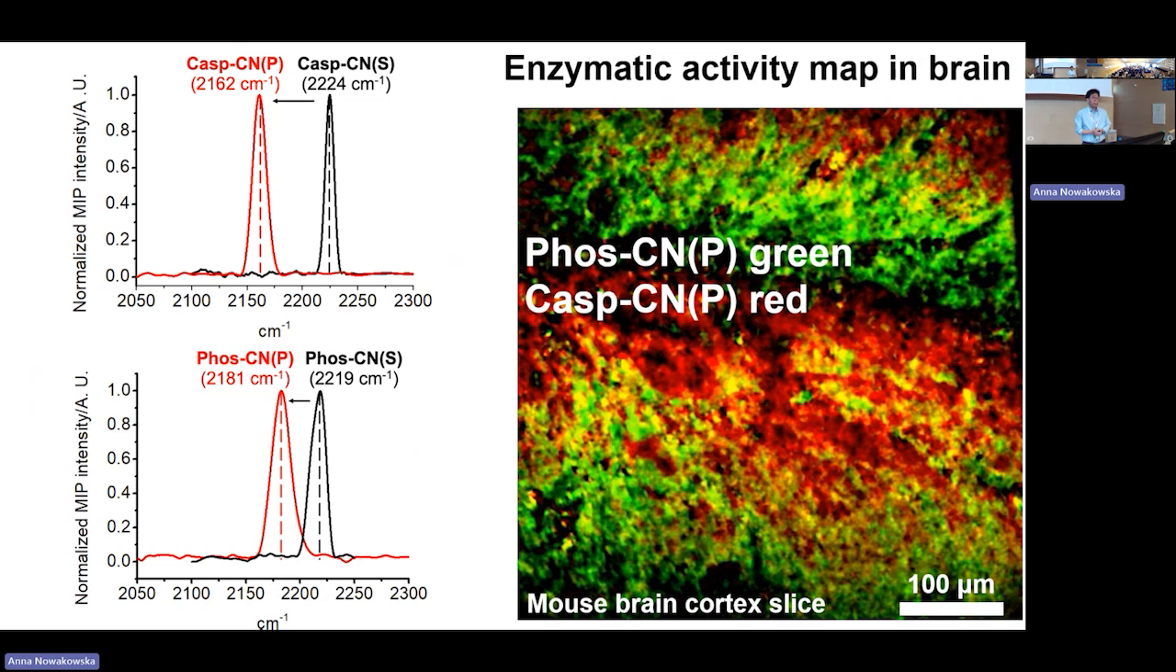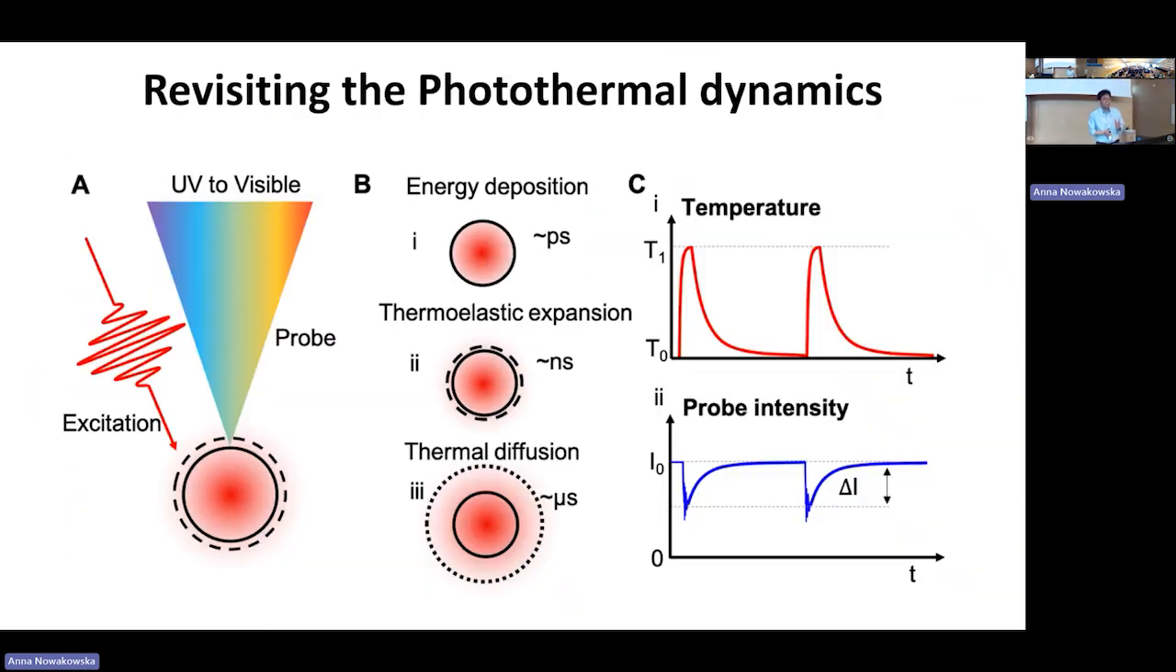So that's spectroscopy, but you can also appreciate the value of this method in the time domain. So now I want to visit the photothermodynamics. We're using the pulse excitation, picosecond or nanosecond. And after this excitation, the dynamics happens at three scales. The first one is picosecond scale, that's energy deposition, absorption, right? This happens in the picosecond scale.